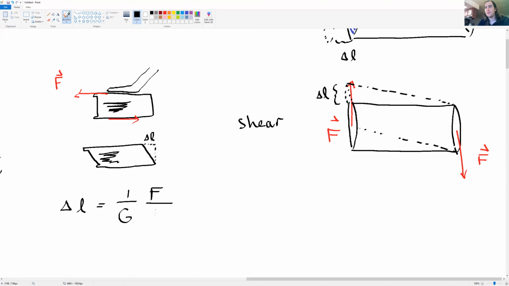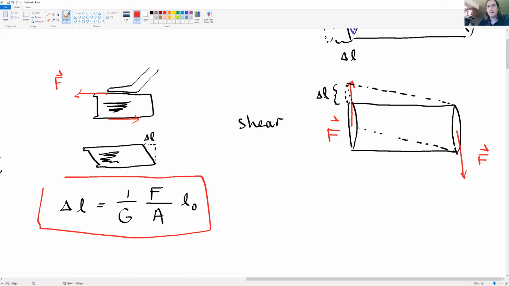Force over area. So this is the stress part. And then this is the initial length here. Now this is the formula that the book just presents, but we can do a little bit better than that. We can again say that the shear modulus, which we call G, again is equal to stress over strain, but this time it's shear stress over shear strain.